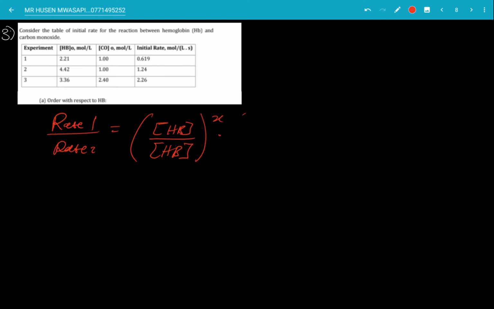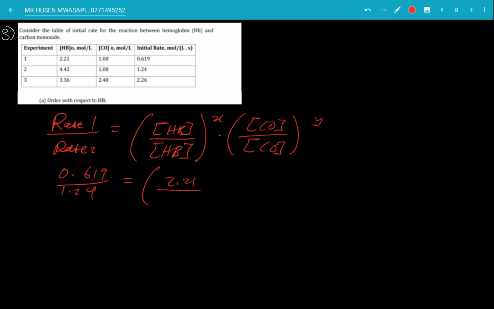hemoglobin changed, which is rate 1 and rate 2. So we say rate 1 over what? Rate 2. So you get the concentration of hemoglobin over the concentration of hemoglobin to the x, times the concentration of carbon monoxide over the concentration of carbon monoxide to the y. And you plug in the values, you get 0.619 over 1.24 being equivalent to 2.21 over 4.42 to the x. Then you have 1.00 here over 1.00 to the y.